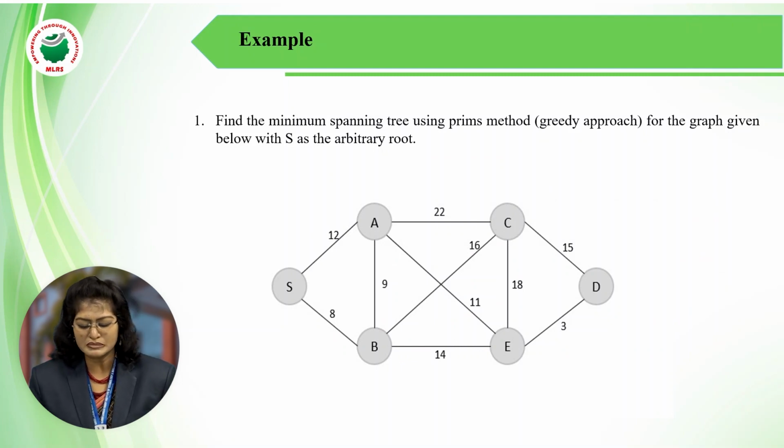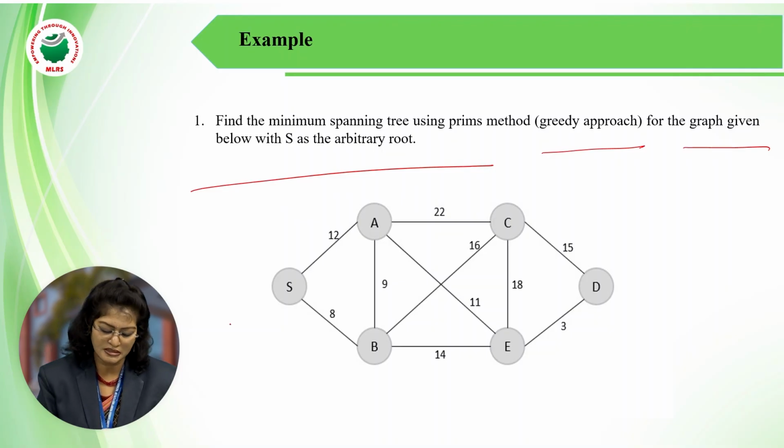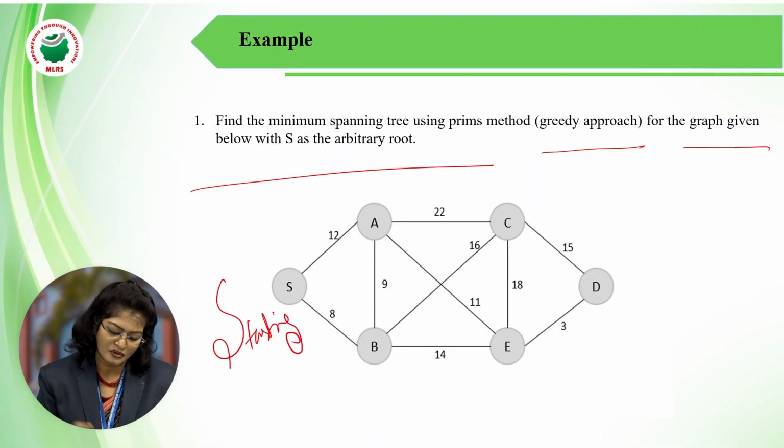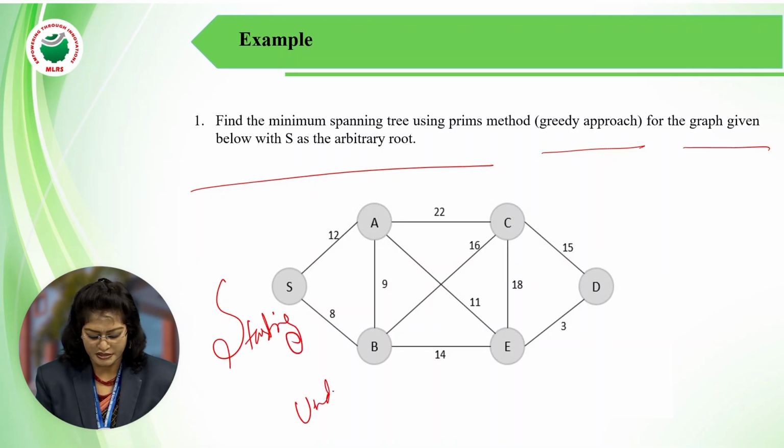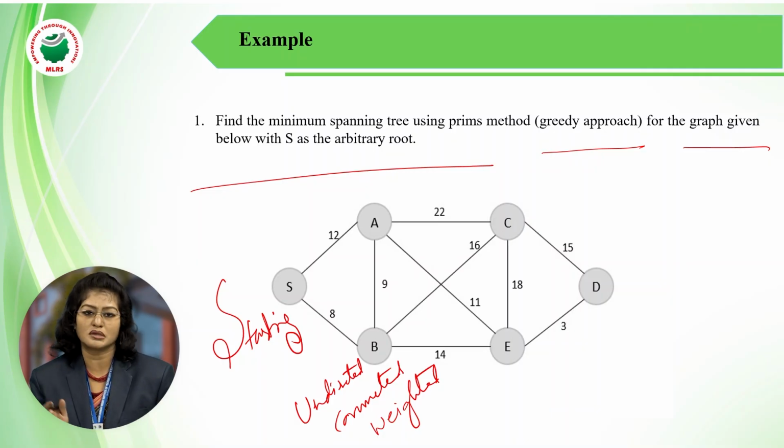Find the minimum spanning tree using Prim's method. Now we have a greedy approach for the given graph. S is an arbitrary root, the starting vertex. This graph is undirected, connected, and weighted. We have all the possible connections, and we have 6 nodes. So we need to check the Prim's algorithm in detail, one by one.